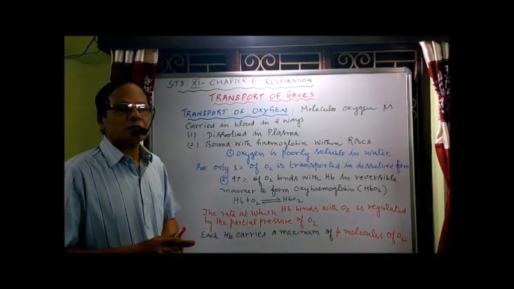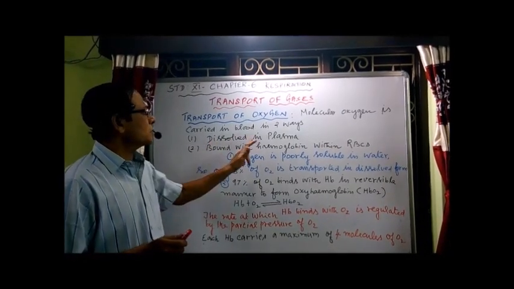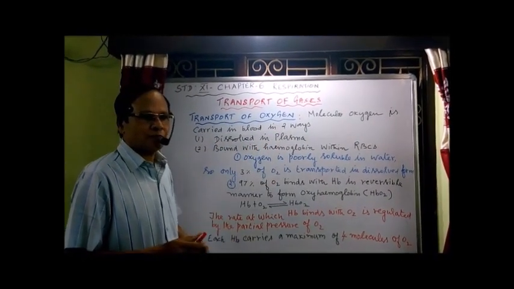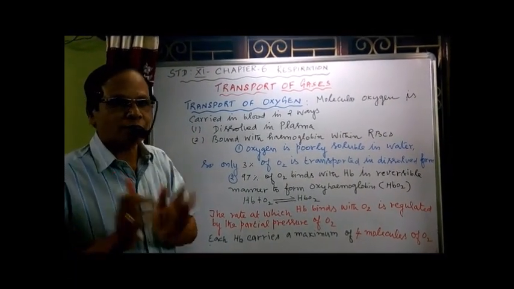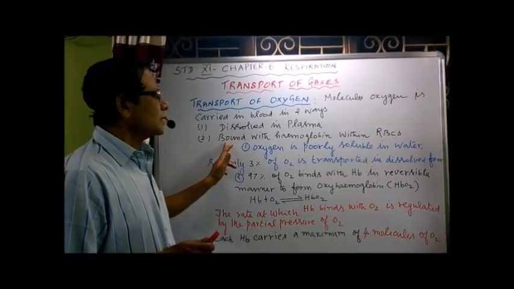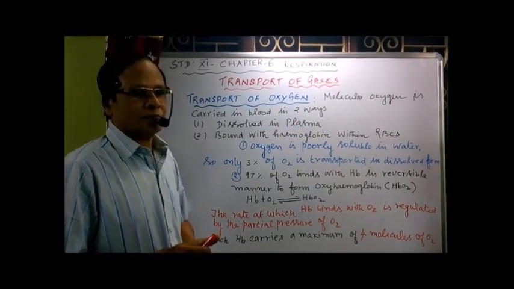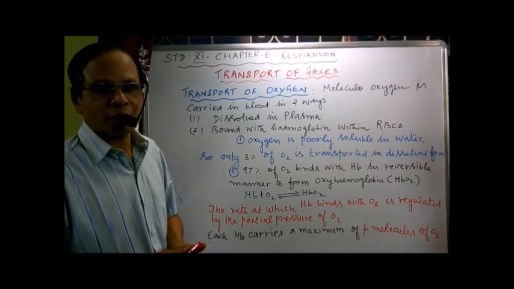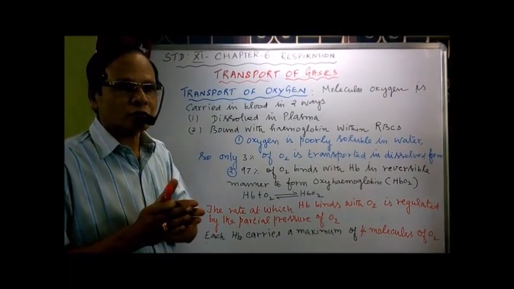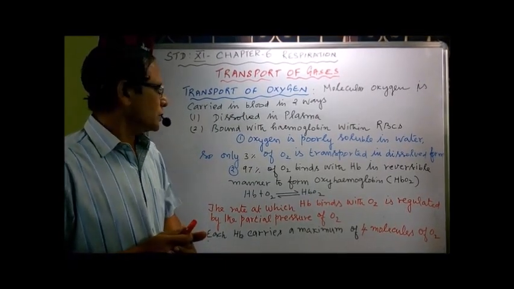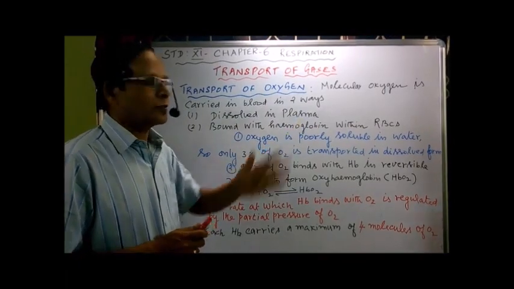So molecular oxygen is carried in the blood in two ways. Number one, in dissolved form, in plasma. The least percentage of oxygen is transported in dissolved form in plasma. And another one, bound with hemoglobin within RBCs. RBCs contain the respiratory pigment. It has affinity with oxygen. It binds with oxygen to form oxyhemoglobin. So the second way of transport is bound with hemoglobin within RBCs.